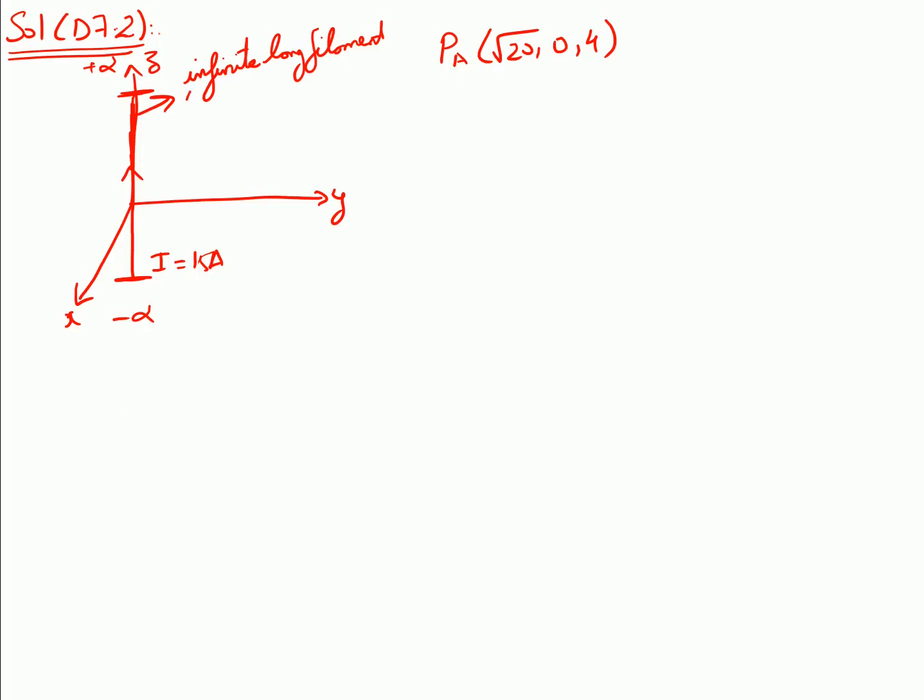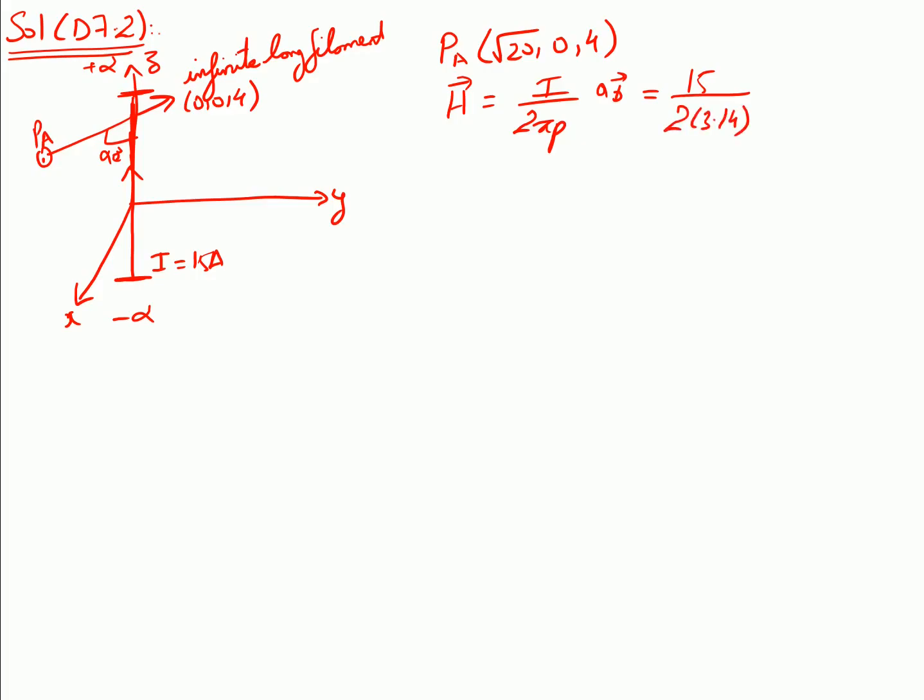So for the line we can say that Z is at 4 and the point might be over here. Let's say this is point A, which is (√20, 0, 4), and again this is making a 90-degree angle over here. We know that the magnetic field intensity for an infinite line is I divided by 2 pi rho, along a_phi. So the current is 15 divided by 2 into 3.14.